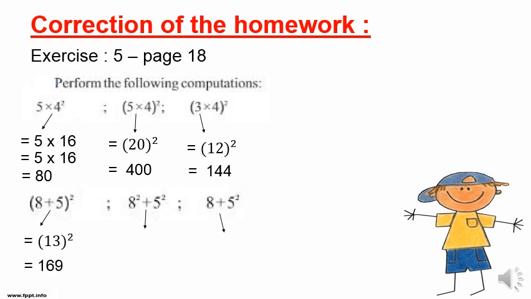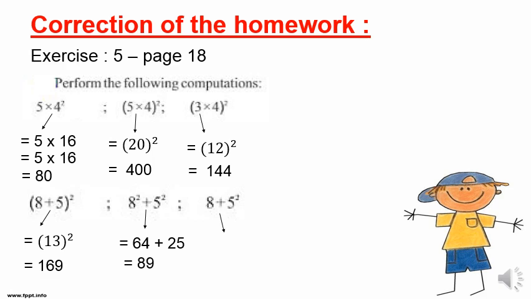13, which is 169. Look at the second one. We have addition and we have an exponent. Exponent first: 8 squared, which is 64, plus 5 squared, which is 25, to give me 89. Look at the first, 8 plus 5 squared, and 8 squared plus 5 squared. They have different answers because we can't put the exponent over addition.